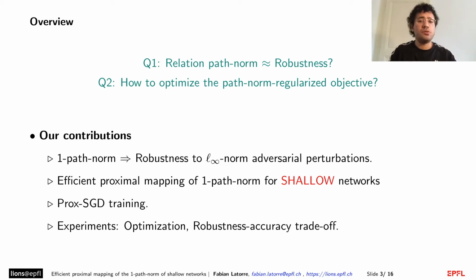Our contributions in this work are the following. We show that the one-path norm also provides robustness to infinity-norm adversarial perturbations by relating it to the Lipschitz constant of the network. We derive an efficient proximal mapping of the so-called one-path norm of shallow, single hidden layer networks, enabling proximal gradient type methods to minimize the non-convex, non-smooth objective. Finally, we illustrate our findings experimentally.